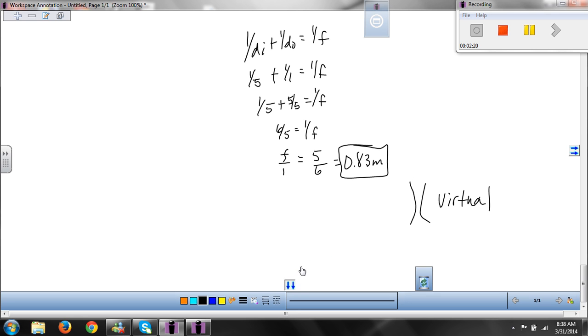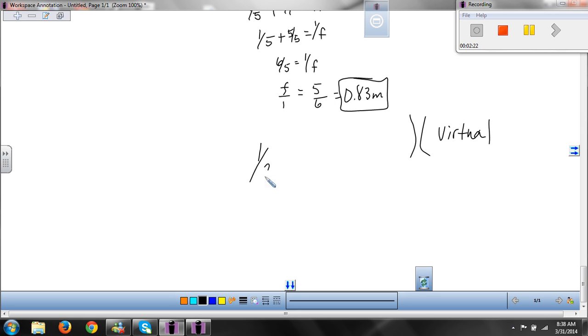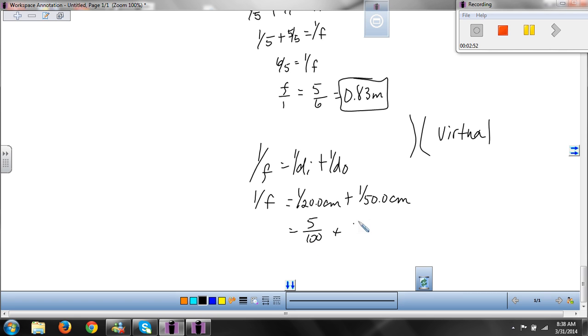So, not well written. But what I should say is that 1 over the focal length is equal to 1 over DI plus 1 over DO. And the image is formed at 20 centimeters. So 1 over 20 plus 1 over 50. So the common denominator would be 100. Now, that's 5 over 100 plus 2 over 100.